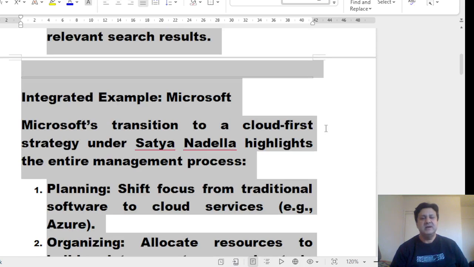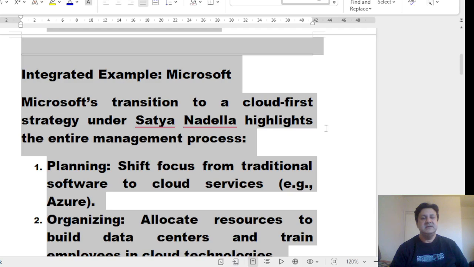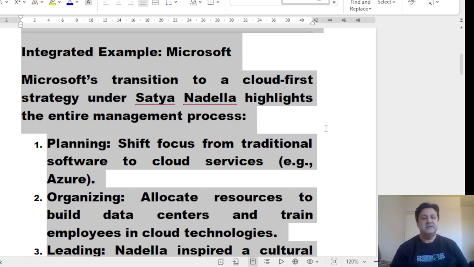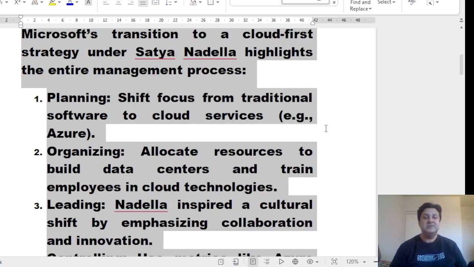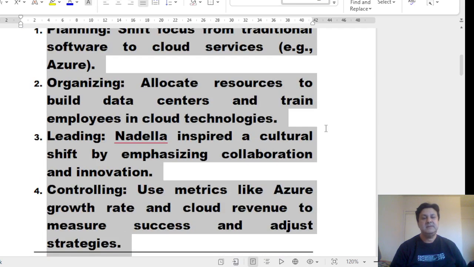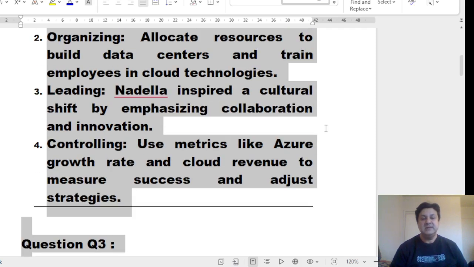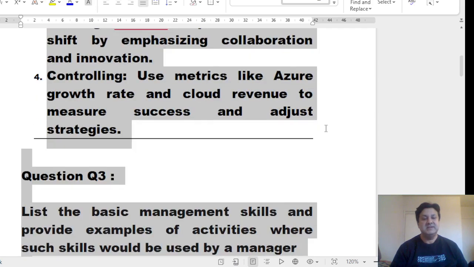Integrated example: Microsoft. Microsoft's transition to a cloud first strategy under Satya Nadella highlights the entire management process. Planning: shift focus from traditional software to cloud services, for example, Azure. Organizing: allocate resources to build data centers and train employees in cloud technologies. Leading: Nadella inspired a cultural shift by emphasizing collaboration and innovation. Controlling: use metrics like Azure growth rate and cloud revenue to measure success and adjust strategies.